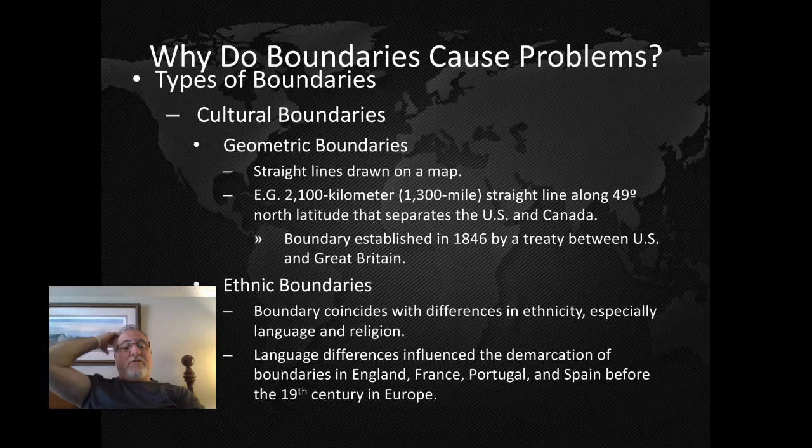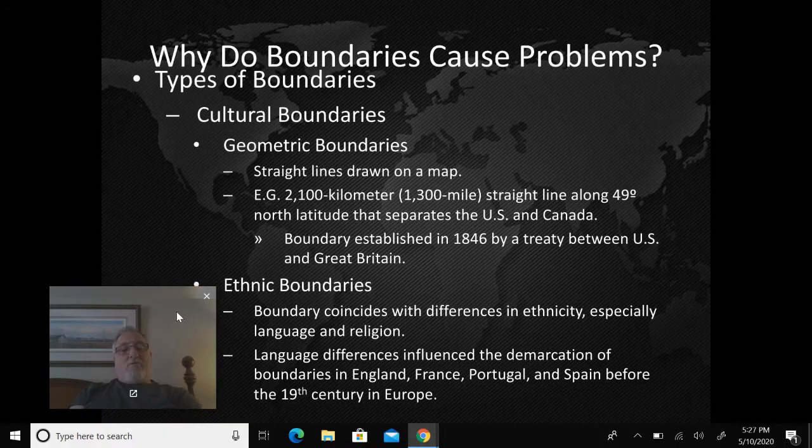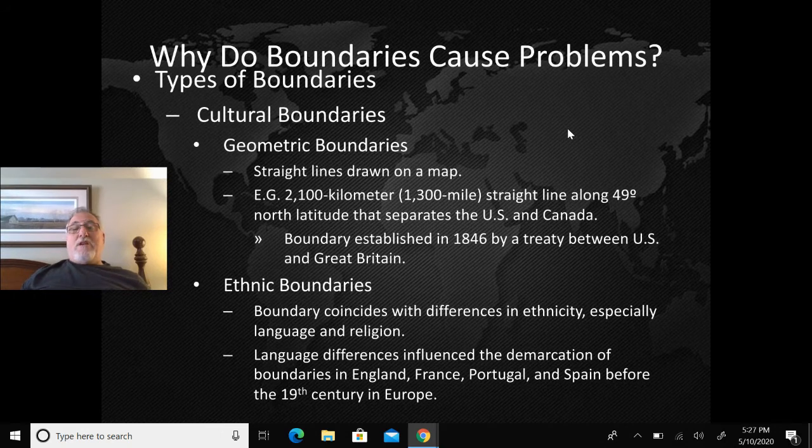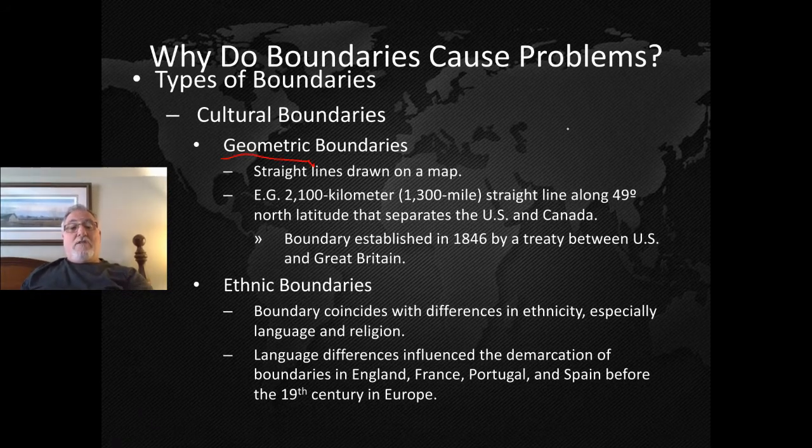Now, other types of boundaries are cultural boundaries, and there are two types of cultural boundaries. We have geometric boundaries. Those are straight lines drawn on a map. The 1,300 mile straightish line along the 49th parallel separates the U.S. and Canada, and the huge chunk of trees gets cut out on the border. This geometric boundary was established in 1846.